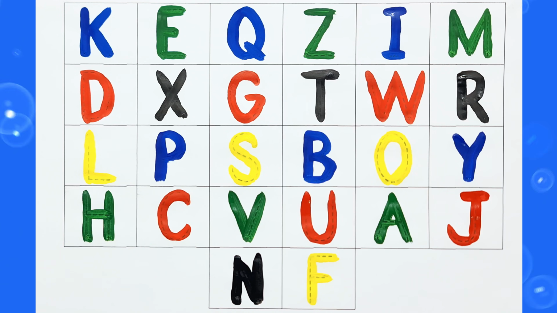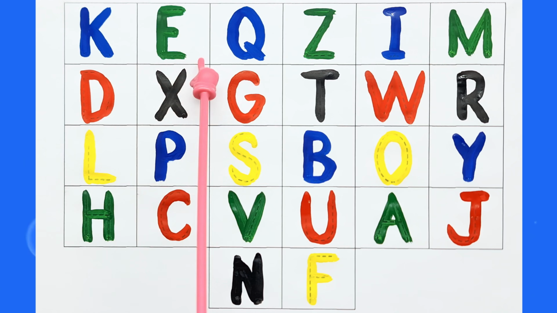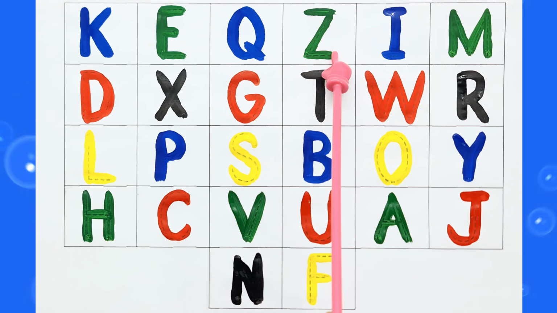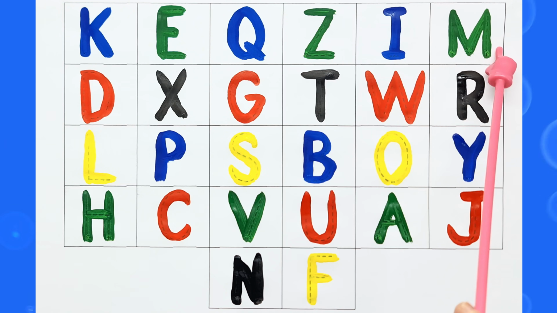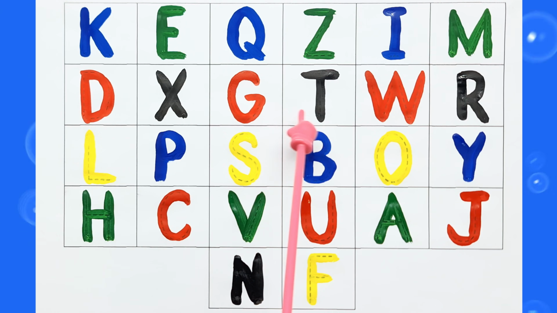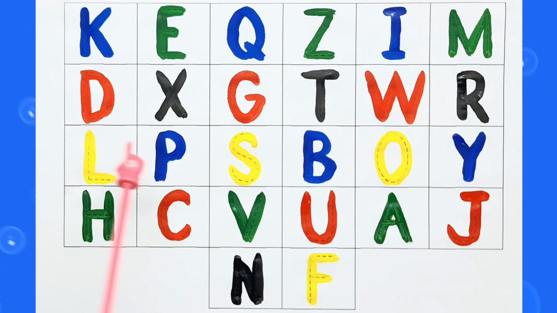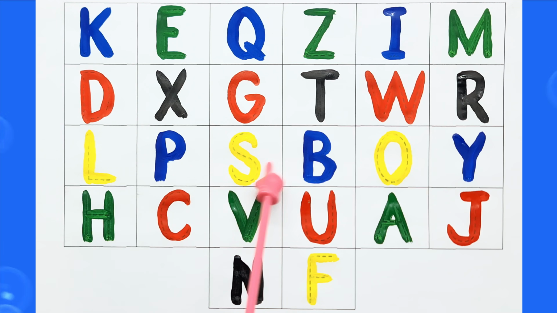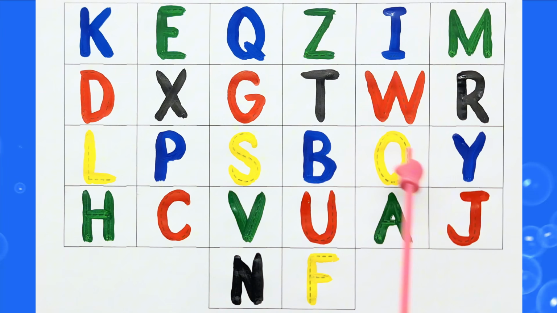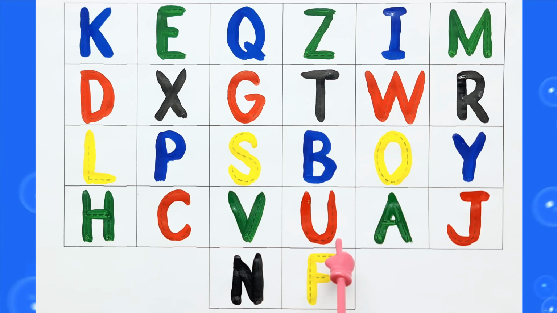Okay friends, let's have a look at our colors. K, E, Q, Z, I, M, D, X, G, T, W, R, L, P, S, V, O, Y, H, C, V, U, A, J, and F.